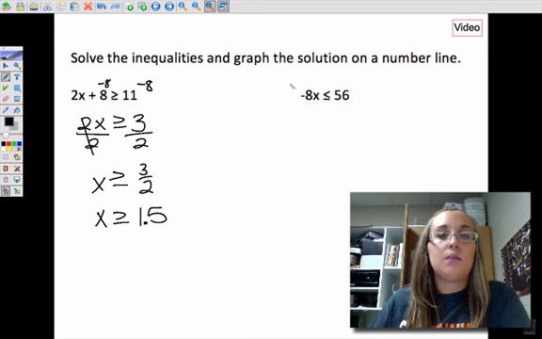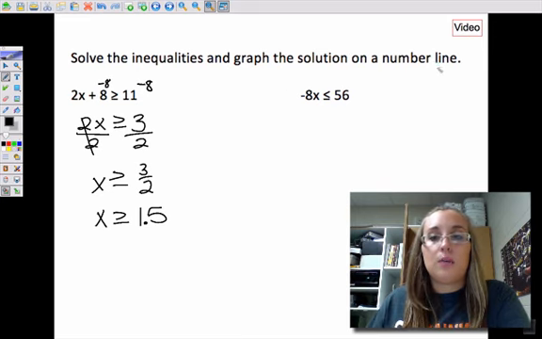All right, next one is going to show us what our special case is for inequalities. So the only time that you're going to have to do anything different on an inequality is when your number that's multiplied or divided with the x, so let's say it was x divided by negative 8, if that number is negative, so the coefficient, if that's negative, then we're going to have to do something different.